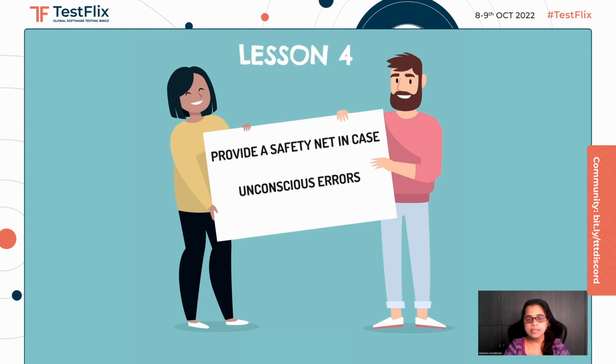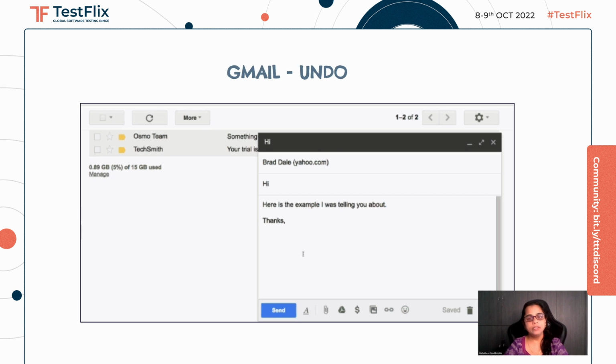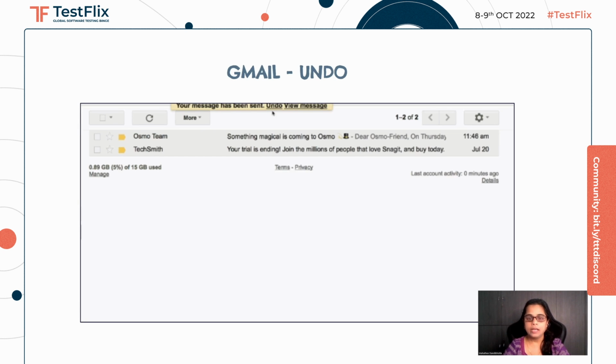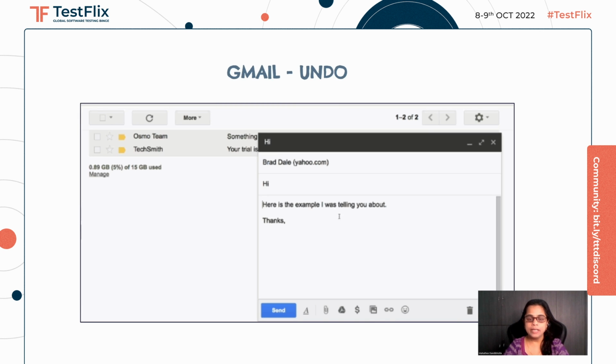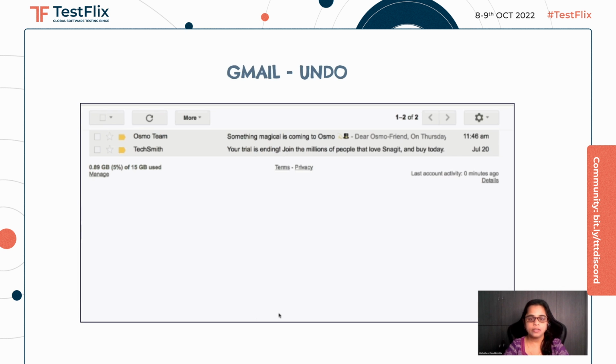Lesson 4. Provide a safety net for unconscious errors. The Poka-yoke technique helps to eliminate the defect at source or find the defect and correct it. A good design will forgive the user's mistakes and put them back on track whenever needed. An example of this is the undo feature that's available in most applications, including Gmail. So undo is a very safe and useful feature. It's a counter for errors. It makes the users convinced that although they make mistakes, they can be corrected.